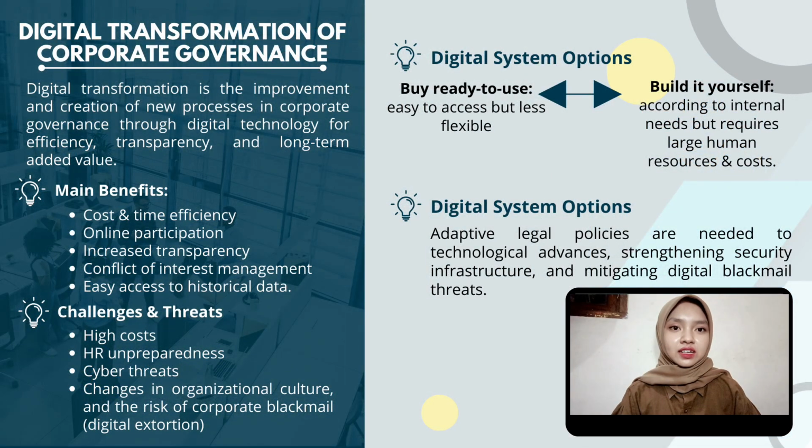We have also summarized the article entitled Digital Transformation of Corporate Governance. As presented in the slide, digital transformation in corporate governance is the renewal of corporate governance processes with digital technology for efficiency and transparency. The benefits include time and cost savings, online participation, and conflict management. However, the challenges are high cost, unprepared human resources, and risks such as cyber attacks and corporate blackmail. Implementation requires a strategic vision, the role of the CIO, a team of experts, and the right technology. Companies can choose software such as ProfHub or Bitrix24, either buying ready-to-use or making it yourself according to needs. Finally, strengthening digital law and security is very important to maintain the sustainability of the system.